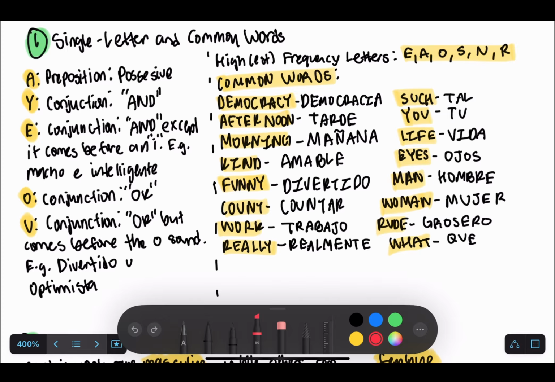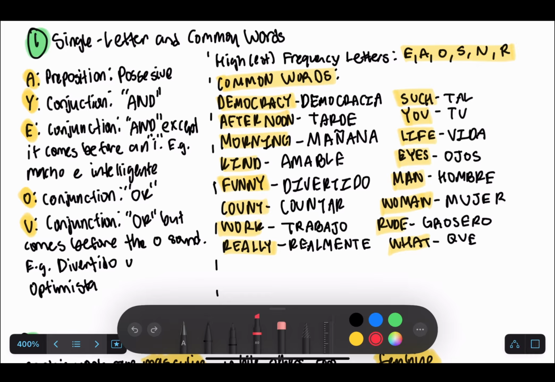Now we can see the same thing with the next two single letters, O and U. These are both used for the conjunction or, however, we use U only whenever the next word starts with an O. This is for the exact same reason as between Y and E, because the next word starts with the letter O. So instead of saying divertido o optimista, having that O sound 2 times in a row, we would instead use divertido u optimista. So once again, both of these letters are used for or.